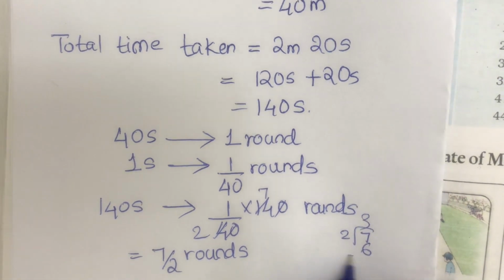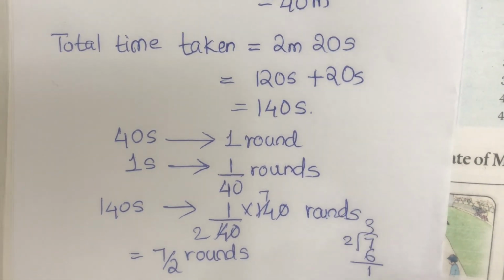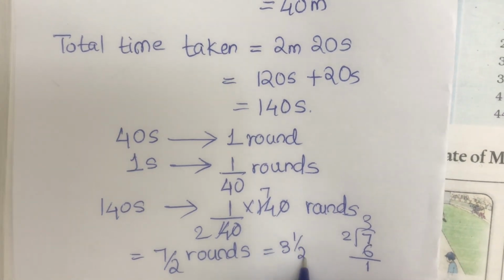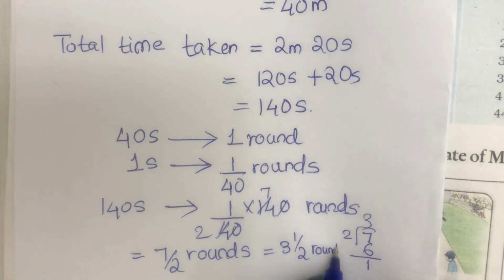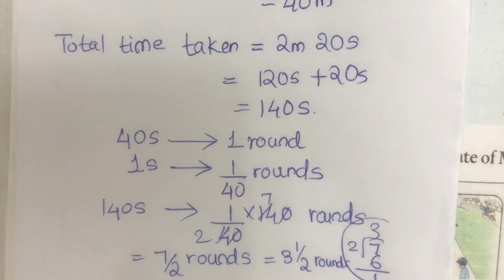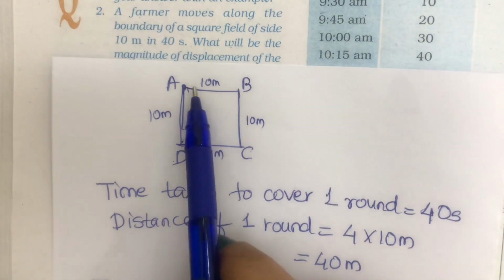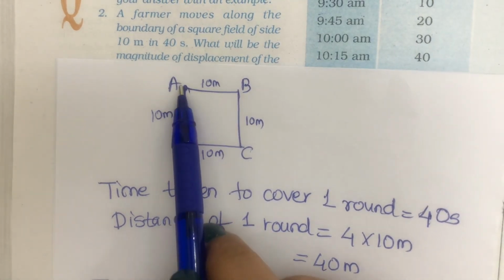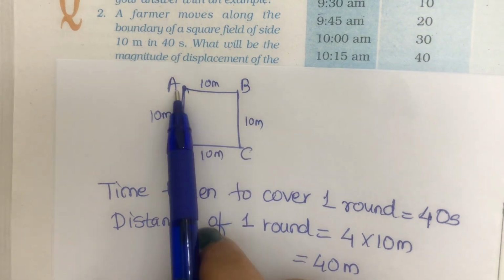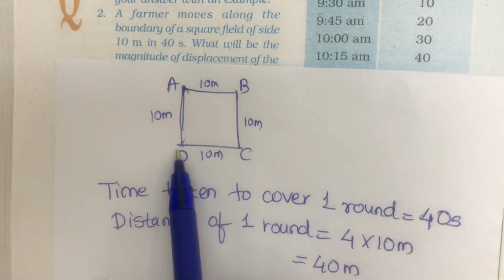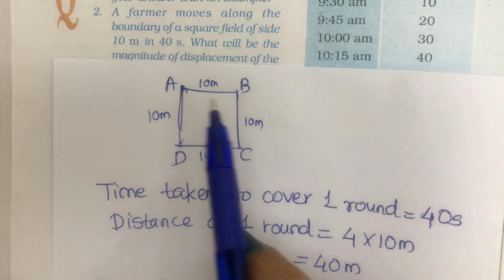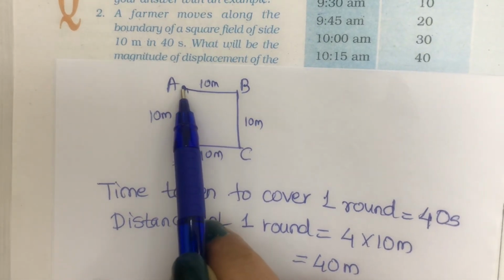Look at 3, 6, 1. Okay, so it will be 3.5 rounds. 3.5 rounds, right? So what is 3.5? So see here, 1 round is this. 1 round, 2 rounds, 3 rounds, and then half round.